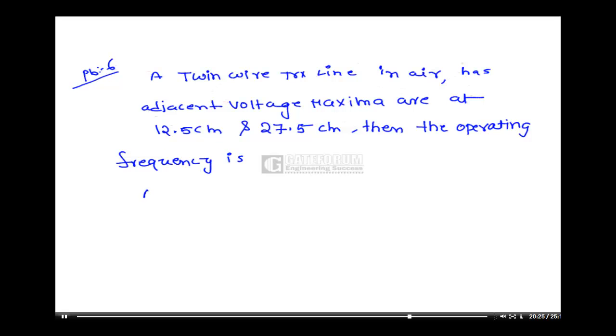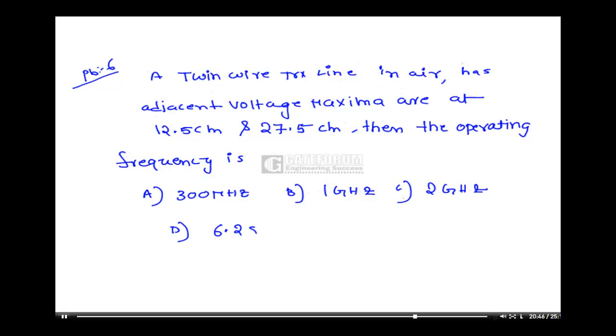option A 300 megahertz, option B 1 gigahertz, option C 2 gigahertz, option D 6.28 gigahertz. This is another kind of problem. So how we can solve this problem is like this. Solution.